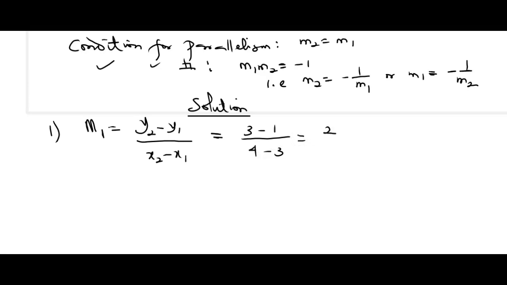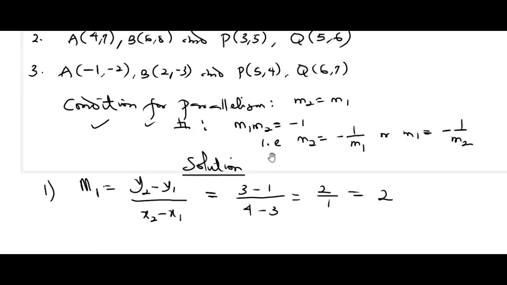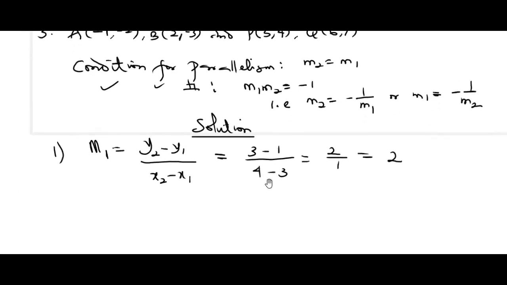3 minus 1 we have 2. 4 minus 3 we have 1. So the first slope is 2 over 1, so the slope of AB for question 1 is 2.